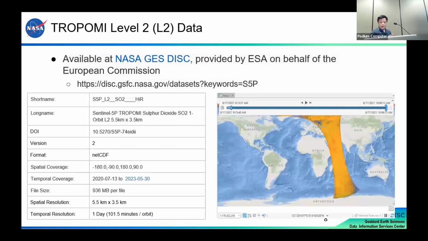So the TROPOMI Level 2 data files are organized based on orbits and days. Each orbit is stored in a separate file. The data format is NetCDF. For each day, there are about 14 to 15 data files stored in a folder, covering global extents. The spatial resolution of the data is about 5.5 by 3.5 kilometers. The temporal coverage of the data ranges from July 2020 to present.